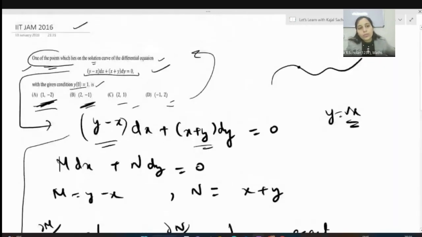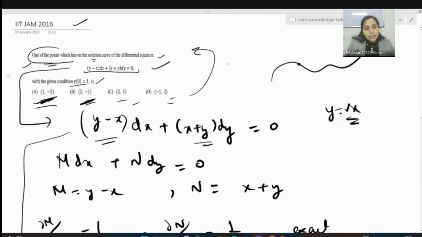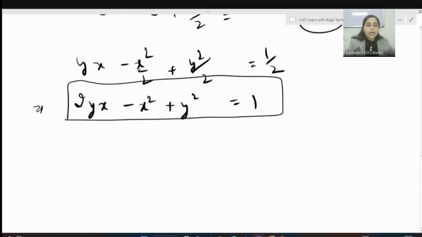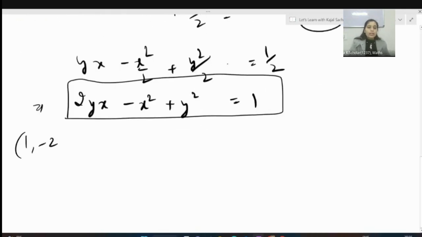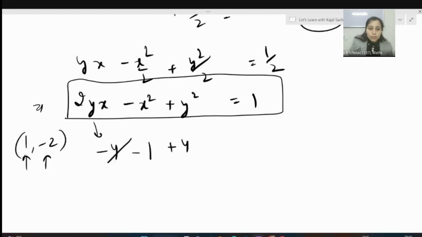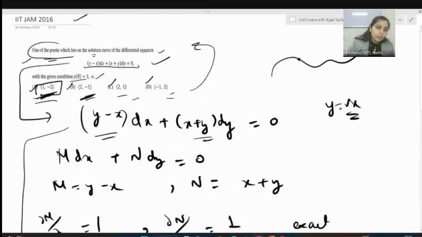Now we want to check which of the following points lie on the solution curve. So the first point is (1, -2). Let's check (1, -2). This is x, this is y. So taking x as 1 and y as minus 2, we get minus 4, and x as 1, y as minus 2, we get minus 1, which is not equal to the right hand side. So this point does not lie on the solution curve. So the first option is cancelled out.